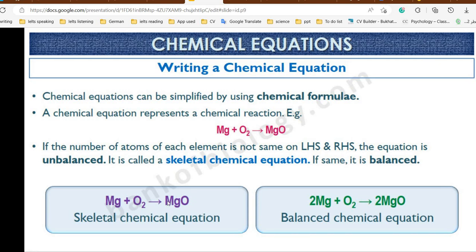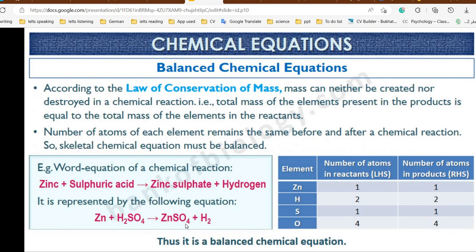So how can we balance it? We can put 2 here and also 2 here. So it will be a balanced chemical reaction. So this is called a chemical formula.